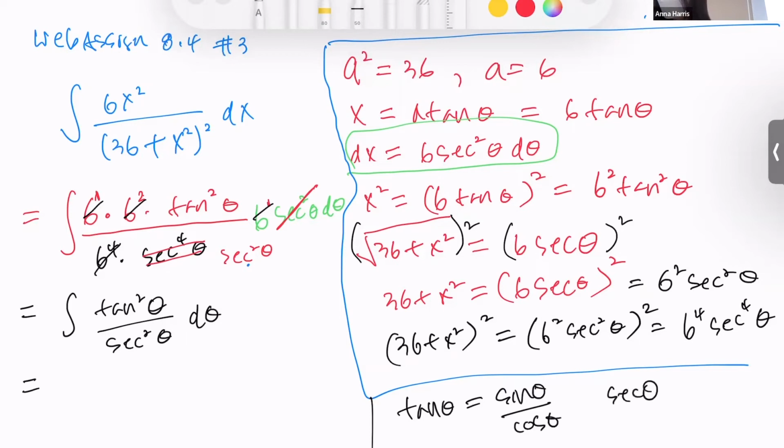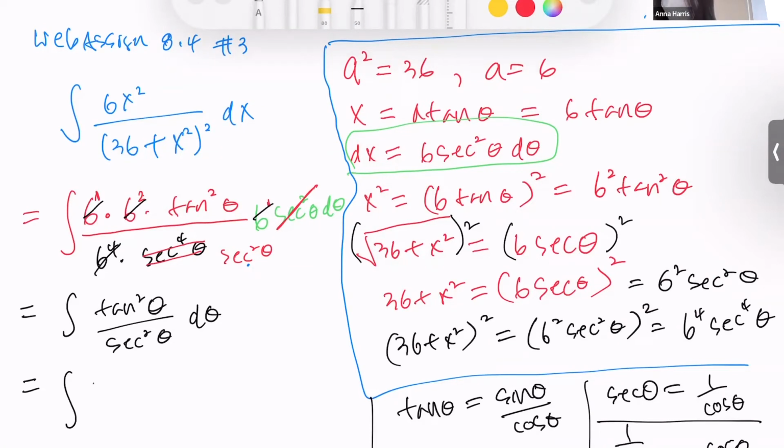What does secant theta mean? 1 over what? Cosine theta. Okay, if secant theta is 1 over cosine, then 1 over secant theta would be what? Cosine theta. Are you with me, class? So let's just write it down then.